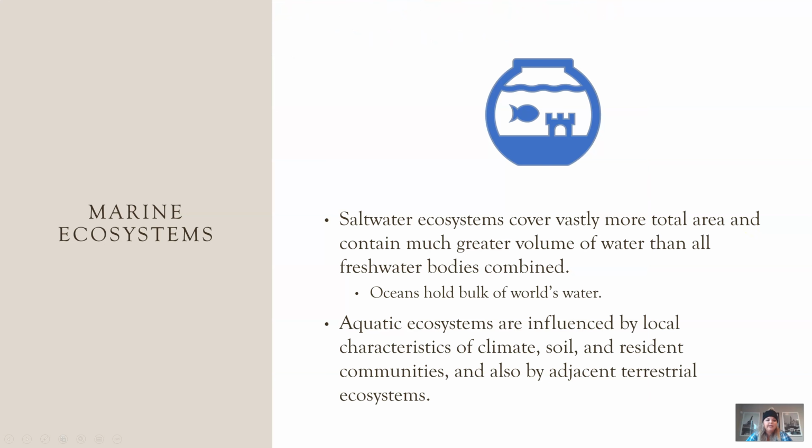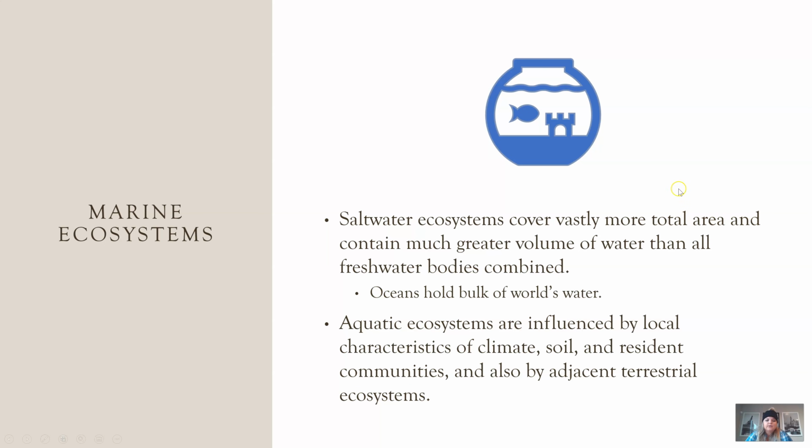All right, looking at marine ecosystems, which are a little bit different. Saltwater ecosystems cover vastly more total area and contain much more volume of water than all freshwater bodies combined. Oceans hold the bulk of the world's water. So if you didn't know, the Earth is made up of 70% water and 30% land. And of that 70% water, 97% is all in the ocean.